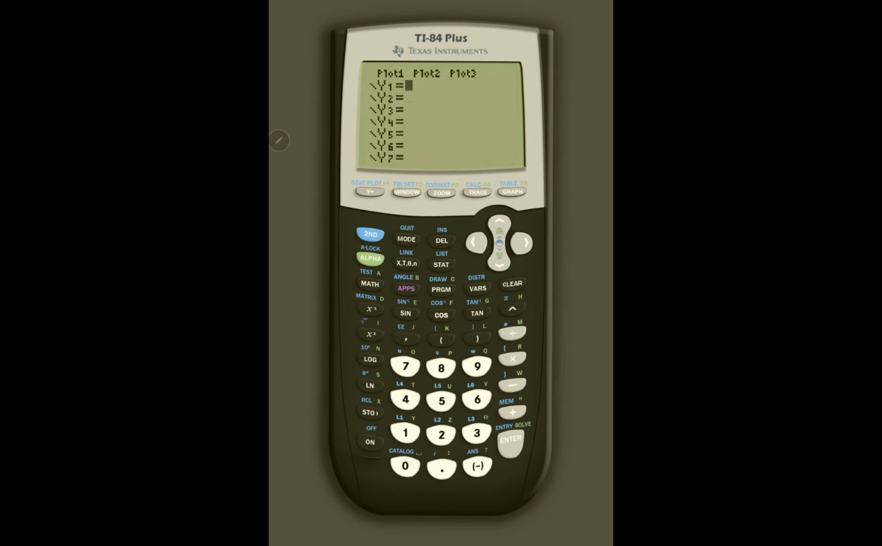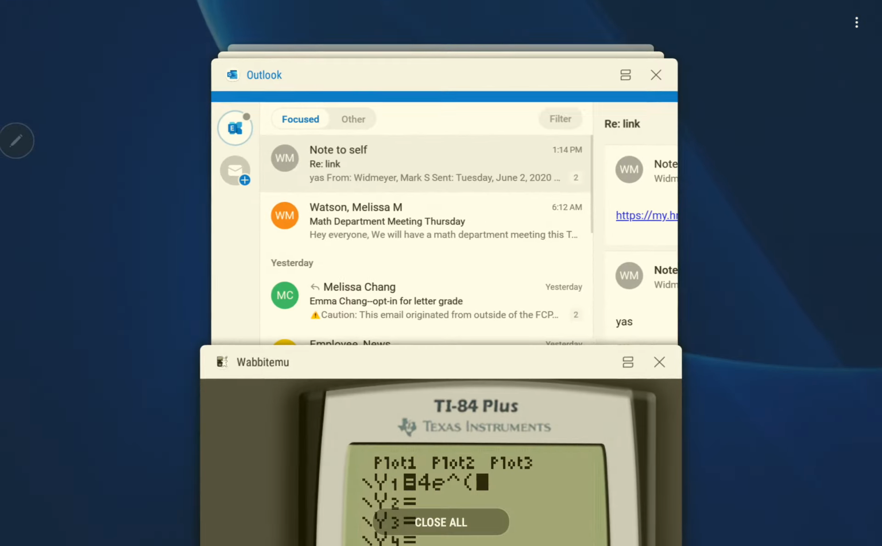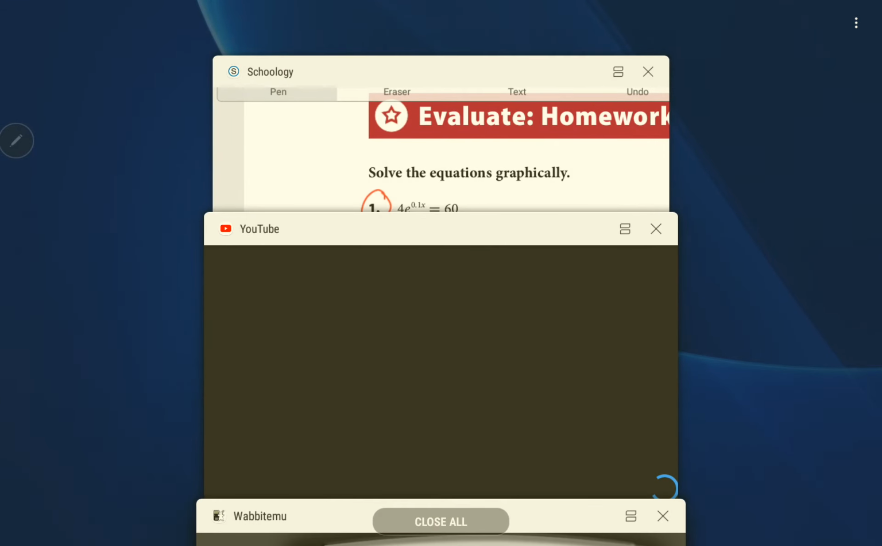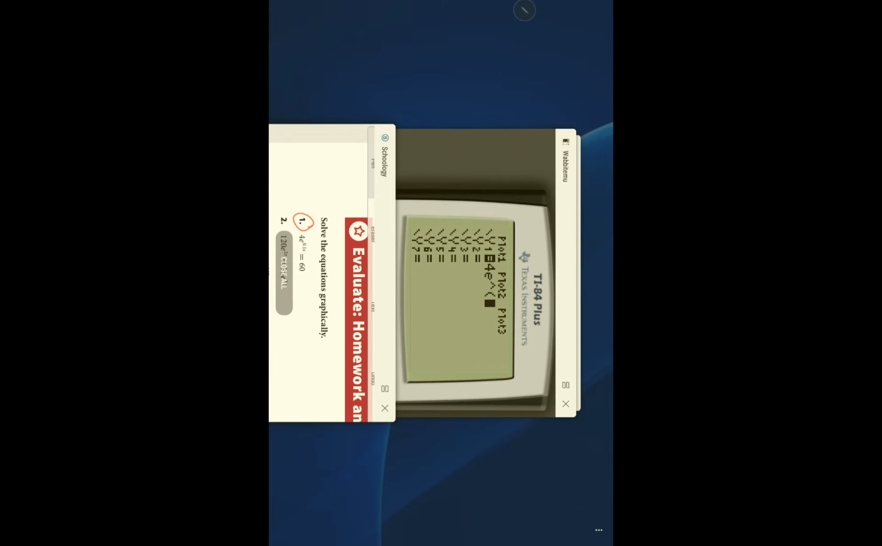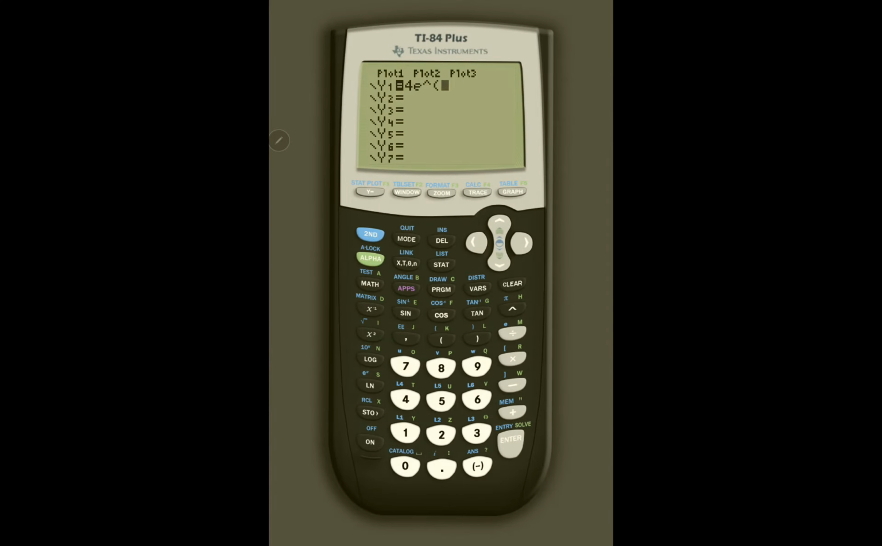Okay, clear these out. 4, and then e, you can do it two ways. The ln button next to the 4, okay, if you press second ln, which is short for natural log, you get e to the x, but you also have e if you press second divide by 2 there, so your choice. Okay, and now I've already forgotten what I was supposed to be typing in. 4e to the 0.1x equals 60, okay. So 0.1 times x, and then 60.